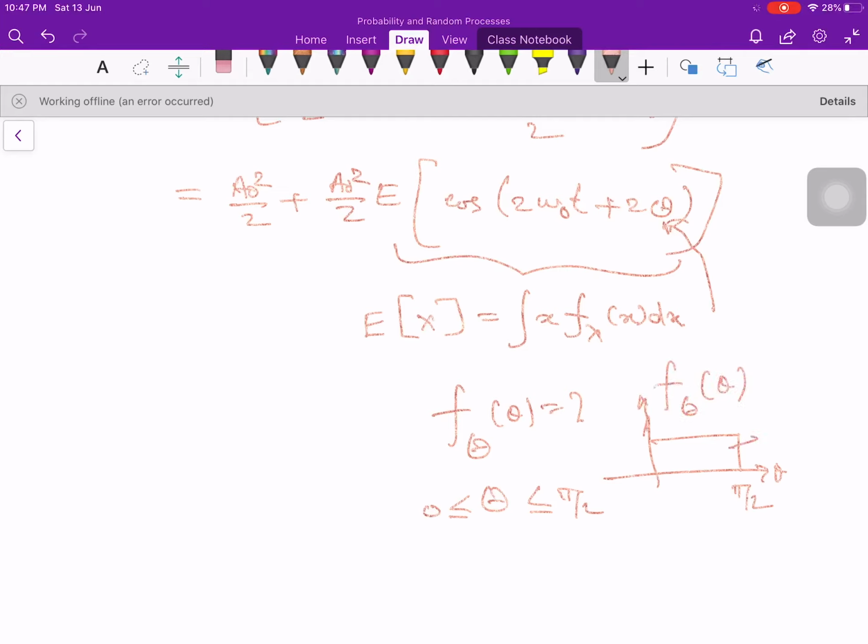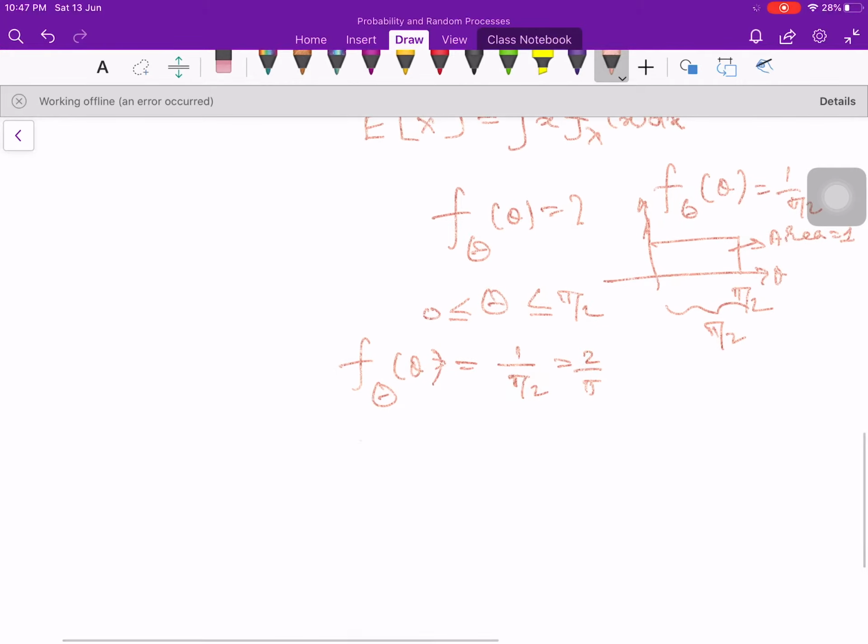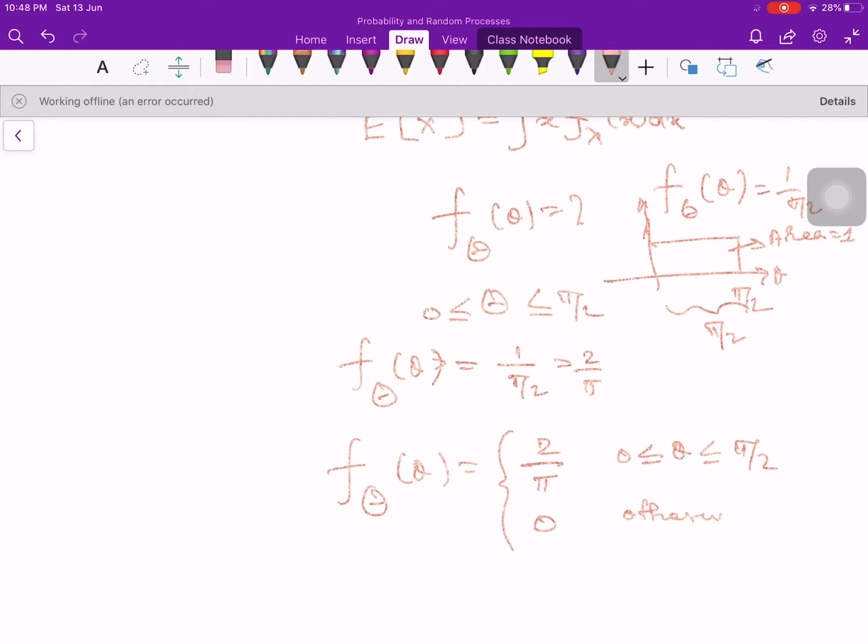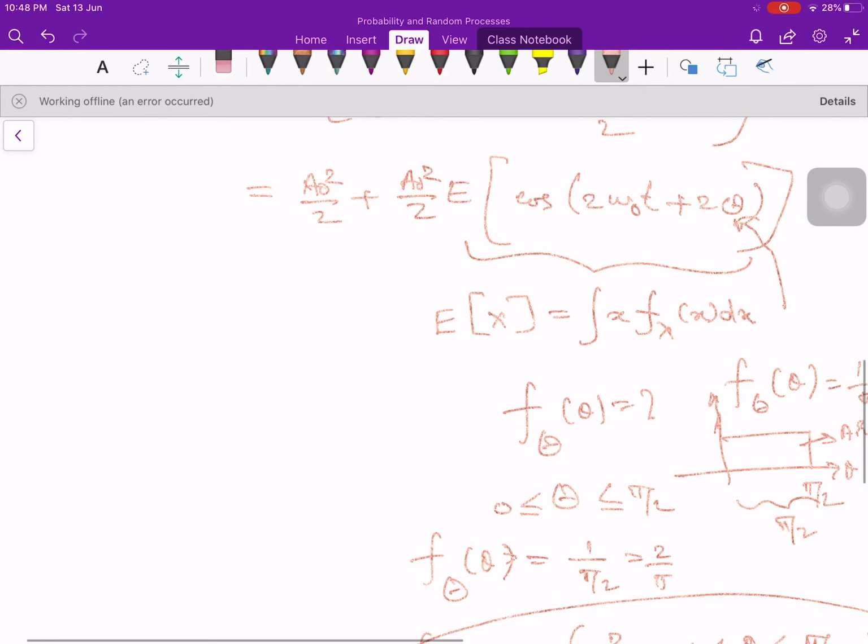So we know that the area should be equal to 1. The width is pi by 2 and the height should be 1 over pi by 2, that's all. Therefore f Theta of theta is equal to 1 over pi by 2, that is 2 by pi. So f Theta of theta is equal to 2 over pi in the range 0 less than or equal to small theta less than or equal to pi by 2, and 0 otherwise. So this is my density function. The same thing you can apply here.